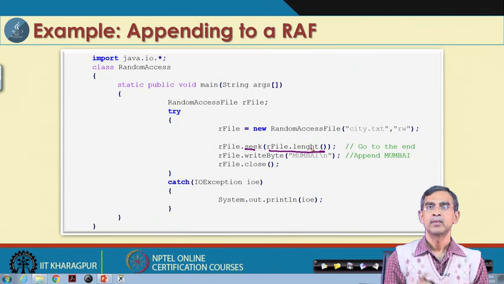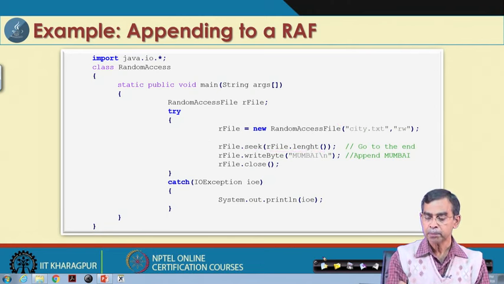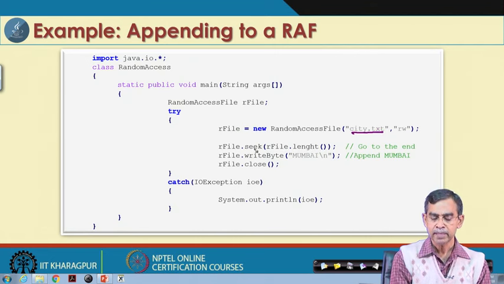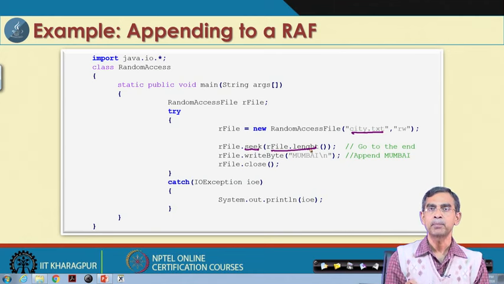It means that whatever the location, it will go to the end of the file. In this case, at the opening, if there is no content, the beginning is the same as the opening. Now, suppose ct.text already has certain data. By means of this seek method, R file dot length, it goes to the file pointer at the end of the file, assuming that this file already has certain data.